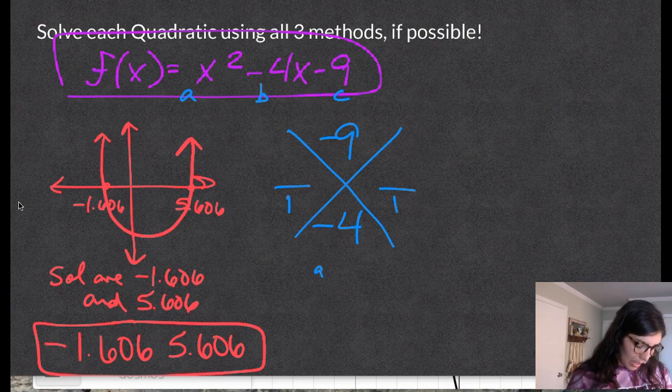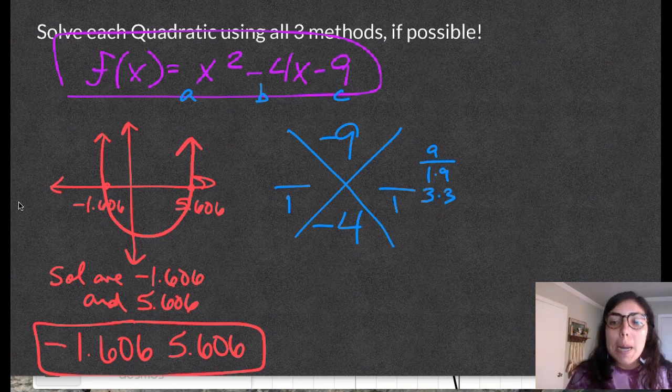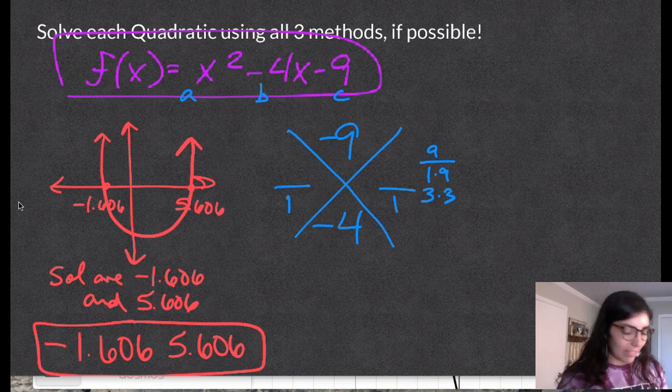So if I do 9, factors of 9 are 1 times 9 and 3 times 3. It does not look like I'm going to be able to solve this X puzzle. There's no way I can combine 1 and 9 to get 4, or 3 and 3 to get 4. So I'm kind of stuck. Guys, in fact, this particular quadratic is not factorable.